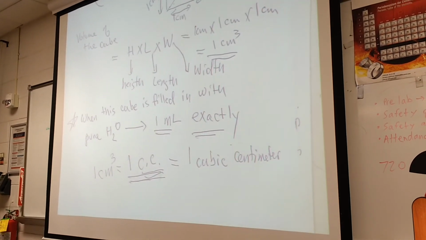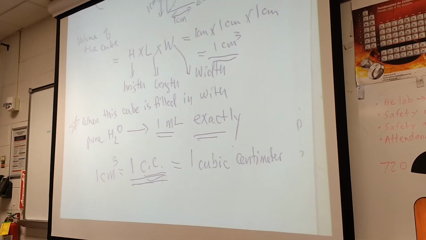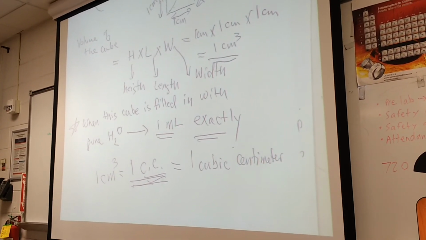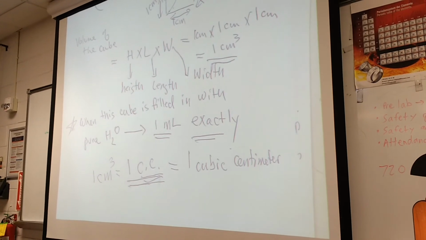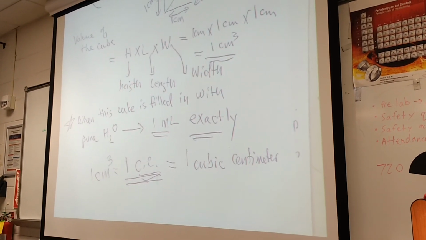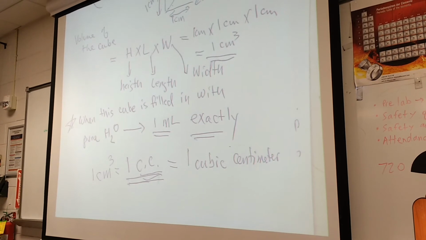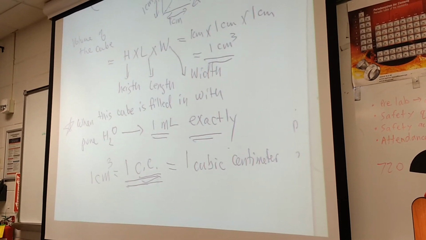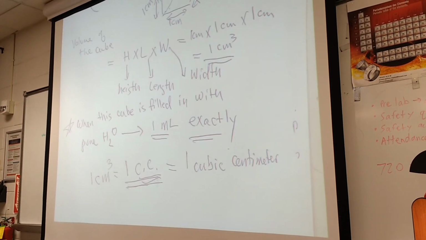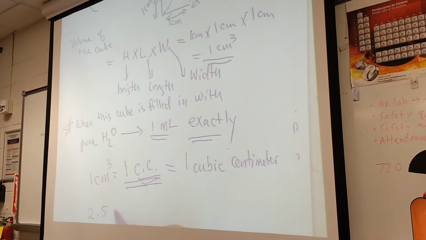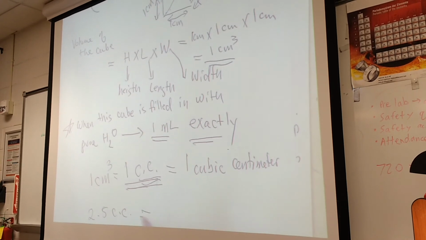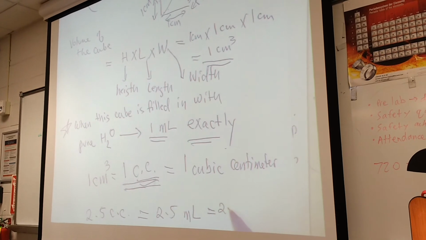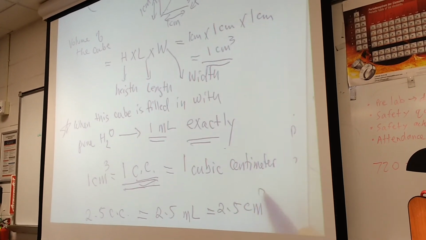1 cubic centimeter. Everyone's following? So if I say the doctor had given the patient for this medication is 2.5 cc, then the nurse says 2.5, this is 2.5 milliliters, correct? So 2.5 cc is 2.5 ml, and it is 2.5 centimeter cube.